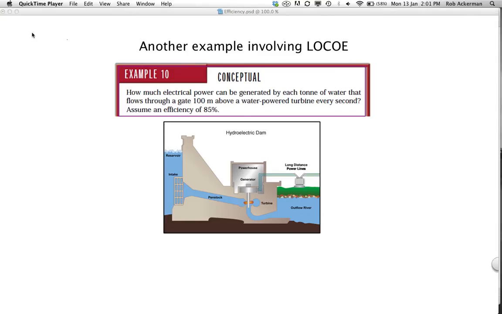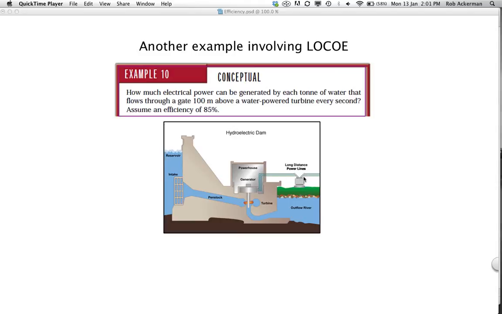Okay, so let's have a look at another example that uses the concept of efficiency. This one deals with something we've already looked at in this course, the hydroelectric dam or power generating station. If you recall from a previous video on the law of conservation of energy, the idea is to take water that is held behind a dam in a reservoir and allow it to flow down from a higher height down to a lower height, spinning a turbine, which spins a generator, which produces electricity, and that can be distributed to consumers.